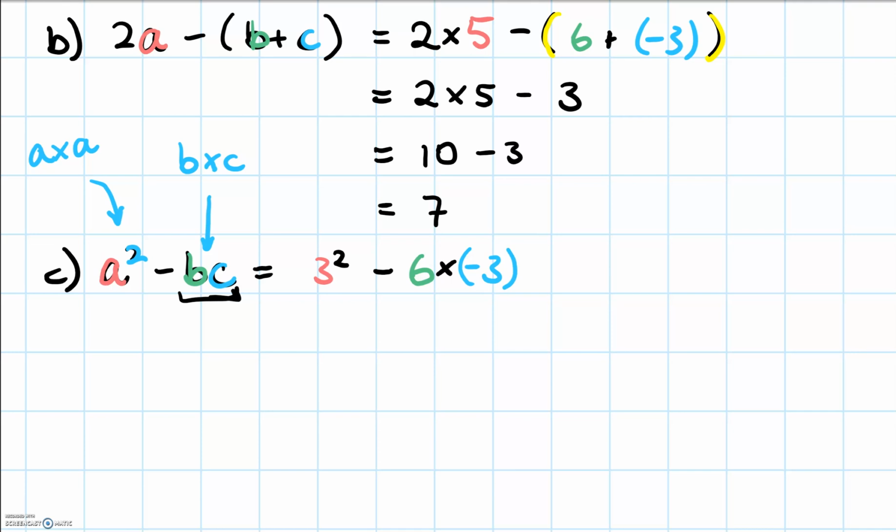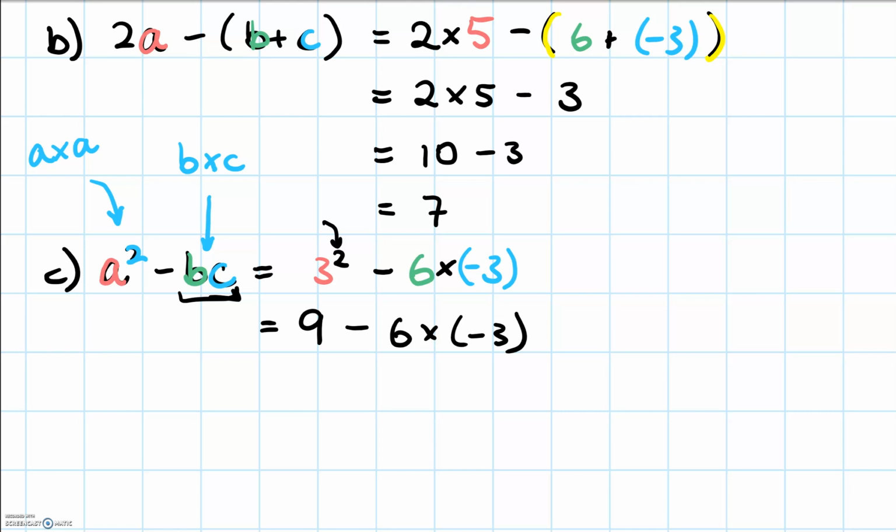Okay, BODMAS. What am I going to do first? Well, the bracket here isn't actually part of the bracket operation, so I don't need to worry about this yet. But I do have an order. I have this 2, or squared, and I'm going to deal with that first. So 3 squared, 3 times 3, that just gives me 9. Minus 6 times minus 3. Okay, now I do my multiplication. I'm doing 6 times minus 3.